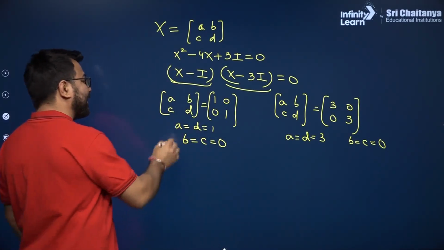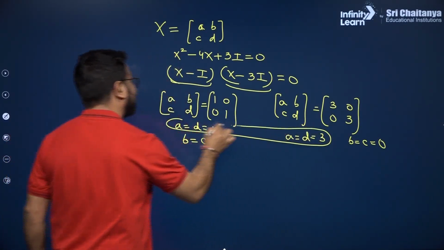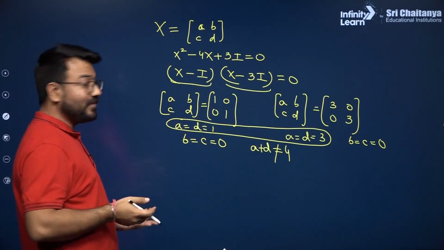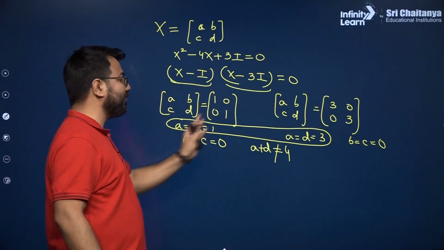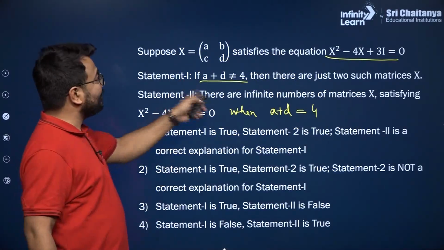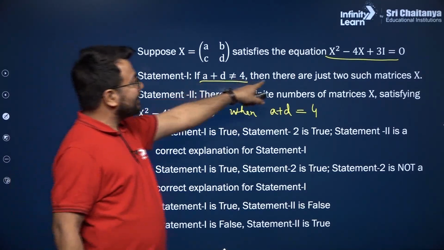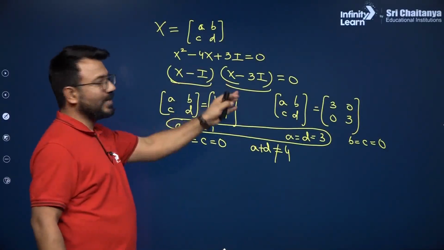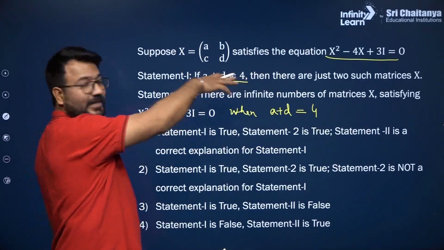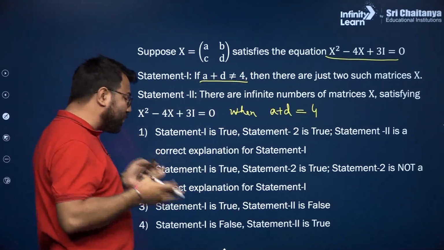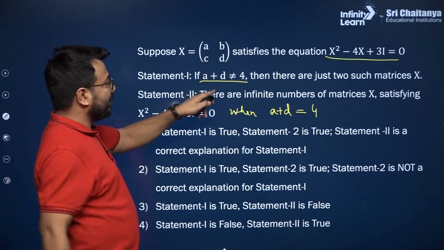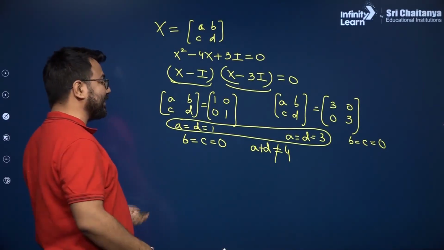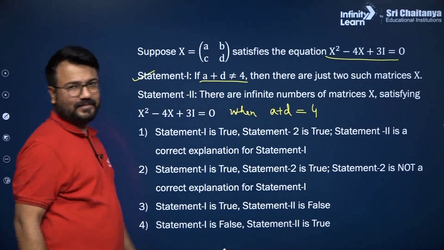So we are observing that in both of these situations, the sum of A plus D is not equal to 4. So whenever the sum of A plus D is not equal to 4, there are just two such matrices. And obviously x equal to I and x equal to 3i are the roots of this particular matrix polynomial. Alright, we can also think about the second possibility. So according to me, statement 1 is perfect. There is no problem in that.